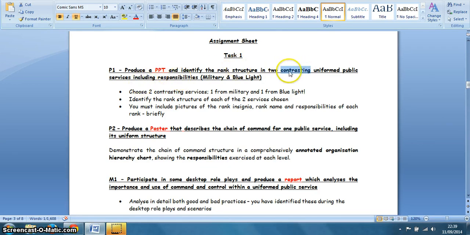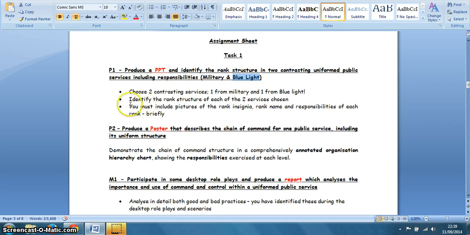Now, contrasting services have to be one from the military and one from the blue light. So you pick one service from the military, which could be the Army, the Navy, or the RAF, and you pick one service from the blue light, which can be the police, the fire service, or the ambulance service.